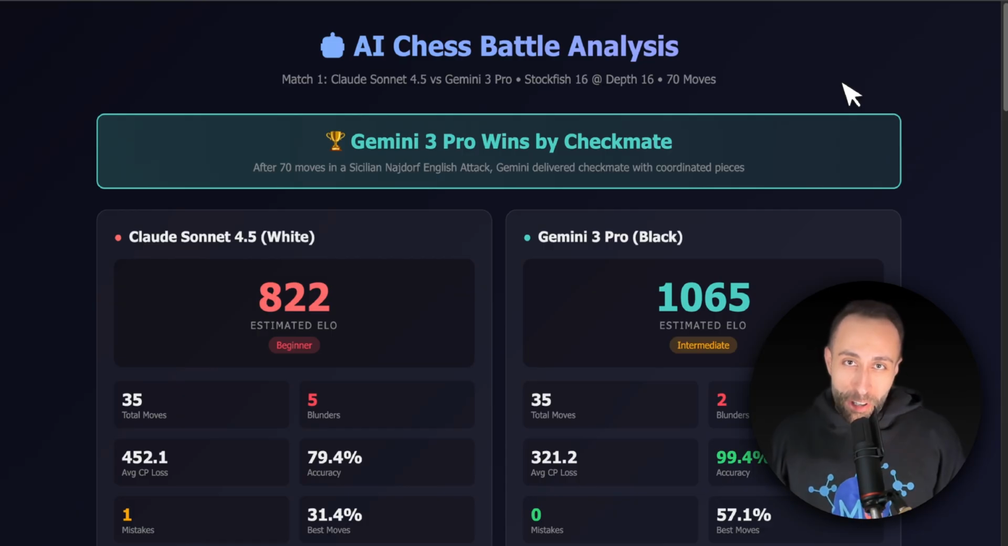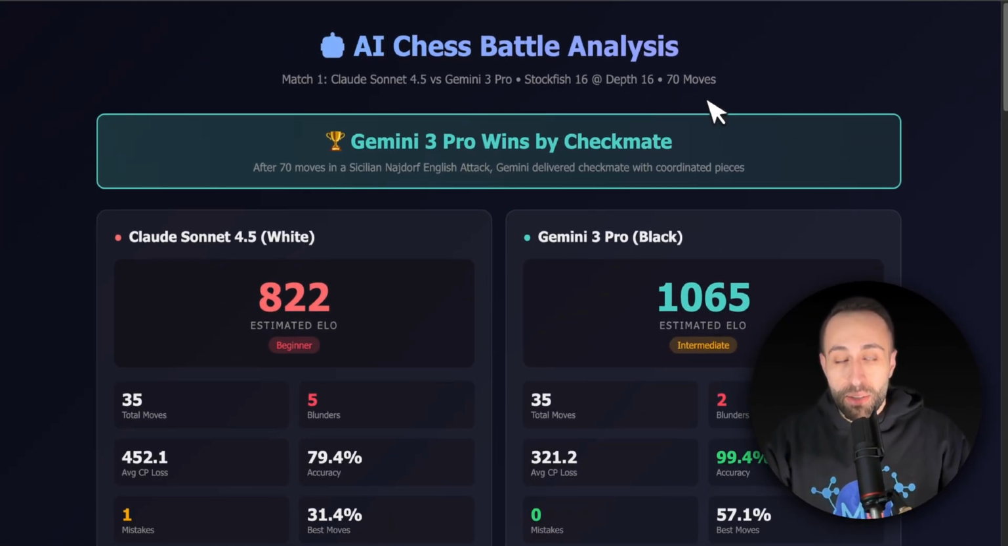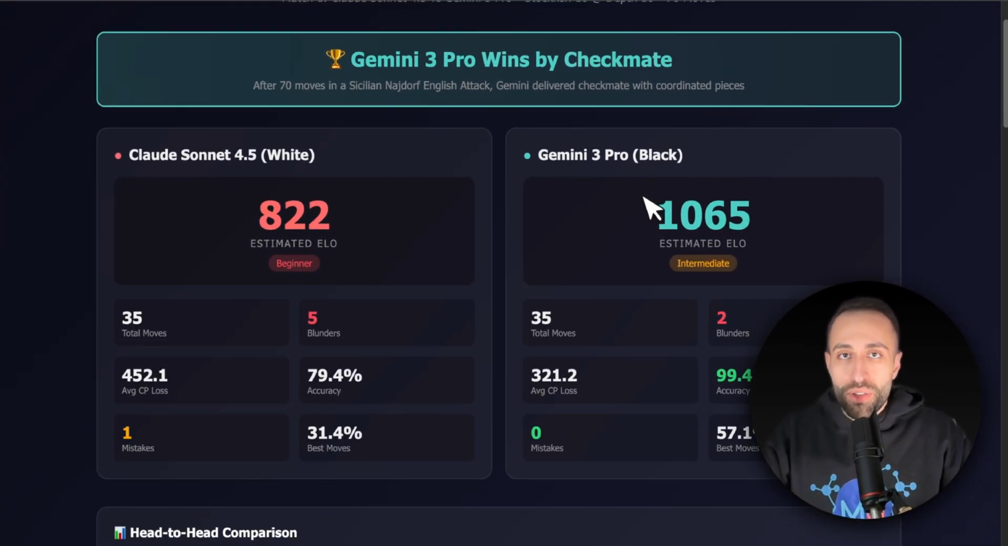Here's the interesting part of the game. We calculated all those logs from the match and we are analyzing to see how they performed and how they used their reasoning capability. We're using Stockfish 16, as we discussed, to calculate the metrics. Gemini 3 has been evaluated as intermediate here based on that ELO ranking on chess. But again, this is called intermediate because it was playing against Claude, which was a beginner. And this is the metric it got.